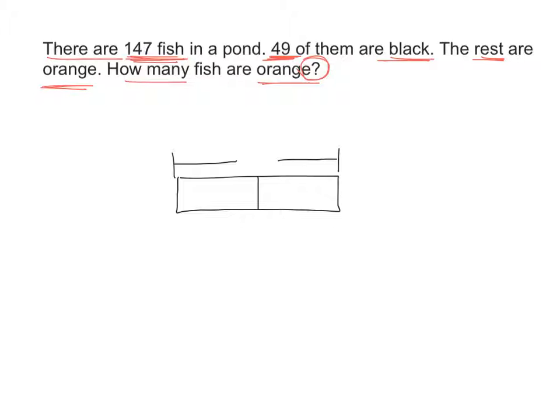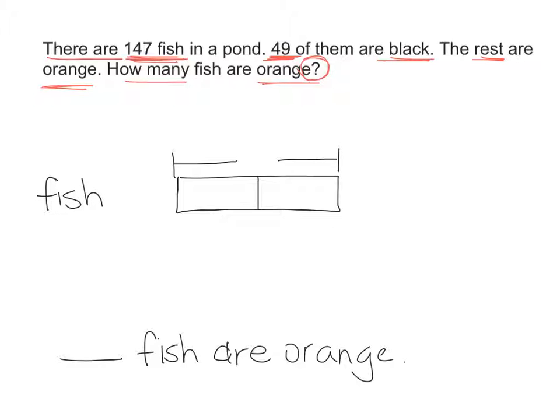So I like to start by looking at the question and thinking, what am I talking about? Well, my question is, how many fish are orange? I'm going to be saying blank fish are orange. What am I talking about? Well, I'm talking about fish. I can see from this problem that I've got some black fish and I've got some orange fish, and then I've got the total number of fish. That's the 3 parts to this.